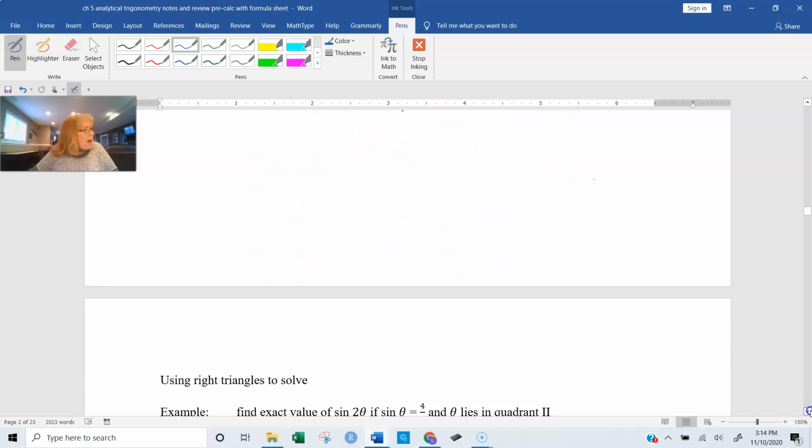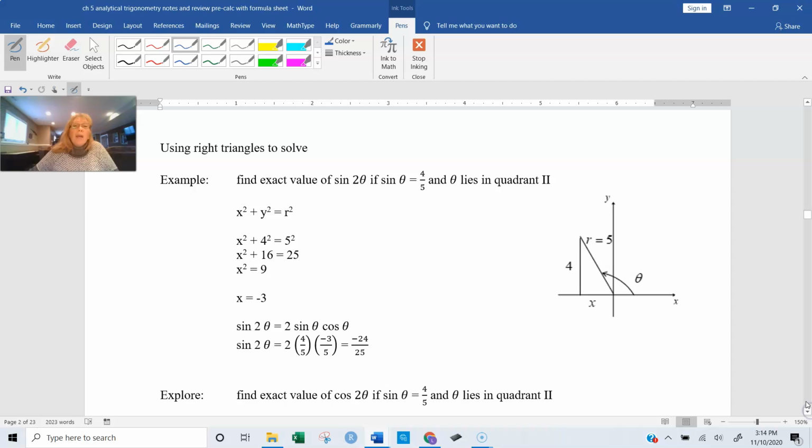All right, now we're going to use right triangles to solve also, to show you another method. It's just something that I personally think makes sense because you can see it. I want to find the exact value of sine of 2 theta if I know the sine of theta is 4/5, and it lies in quadrant 2. So I'm going to draw quadrant 2, and I'm going to draw my line up and down. 4/5 is opposite over hypotenuse, so I'm going to lay on my 4 and my 5. I don't know what x is.